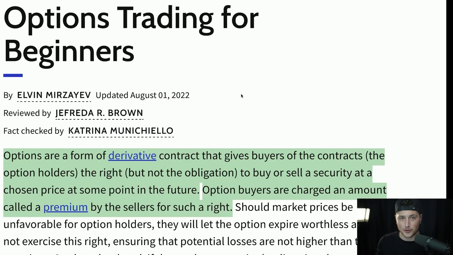Now we've got to talk about all different things. What expiration date should I be buying? What is a strike price? What are all these different numbers? What are the Greeks? Let's get into the rest of this course.